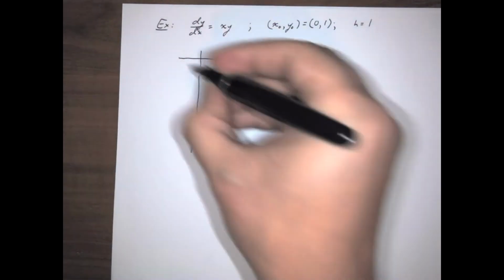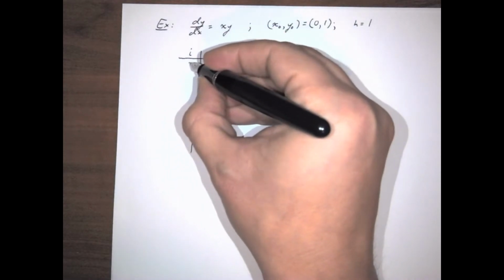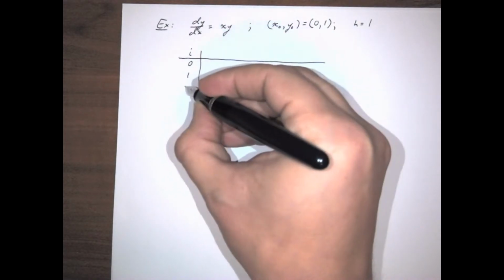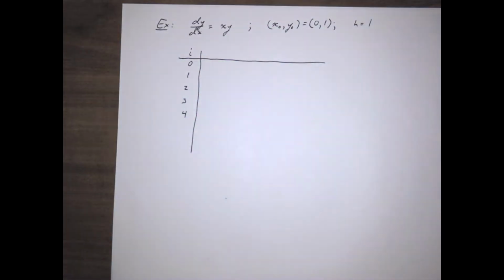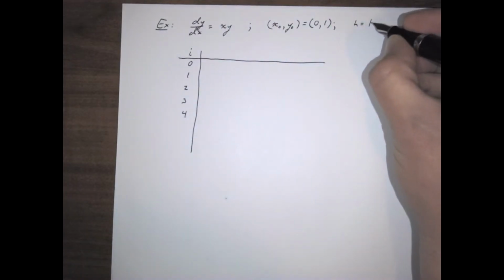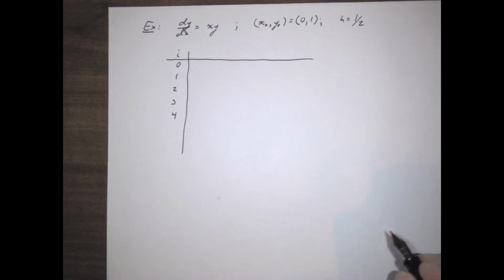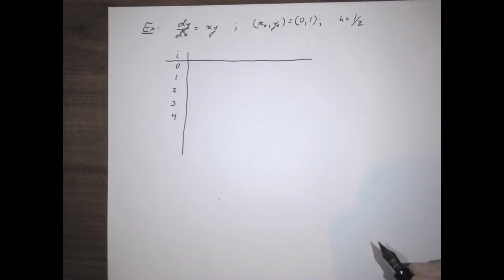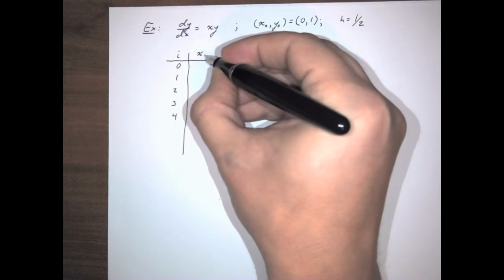So let's just make a table here. We'll just start with i to mean which point we're on. So it's going to be 0, 1, 2, 3, 4. And then let's see. Actually, maybe this is too simple-minded. Let's make h equal to 1/2, just so that we get a little bit more of the nuances that we have to worry about here.